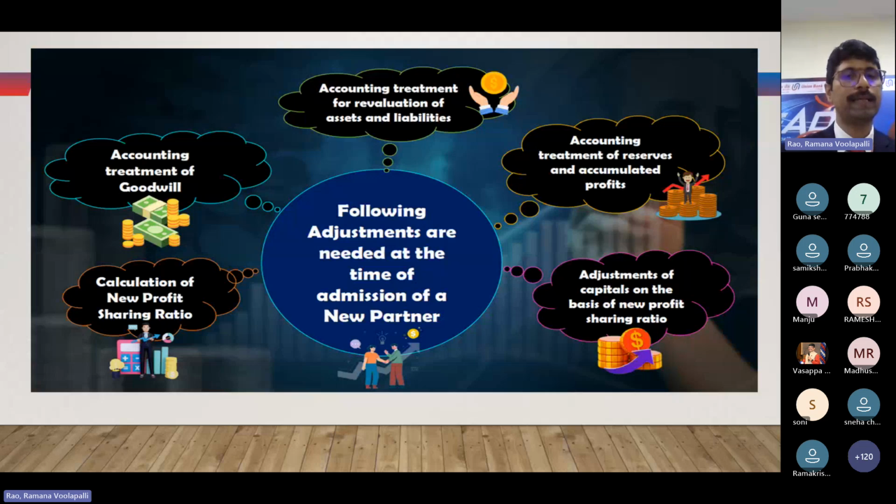And the next one is, the following adjustments are needed at the time of admission of the new partner. These are the things that the partnership generally has to take care of while admitting the new partner. Calculation of the new profit sharing ratio.